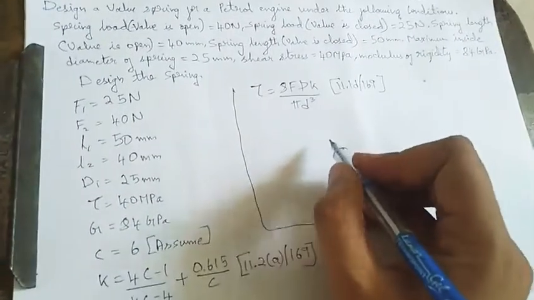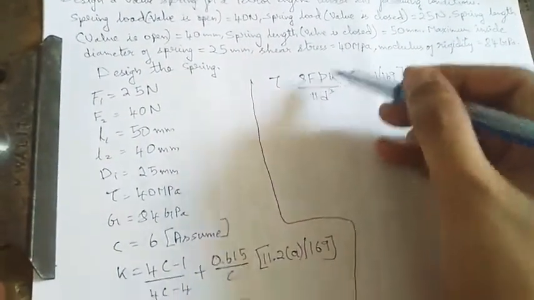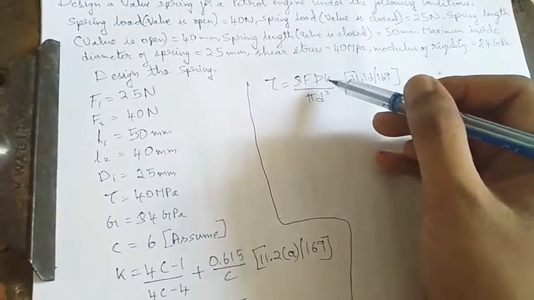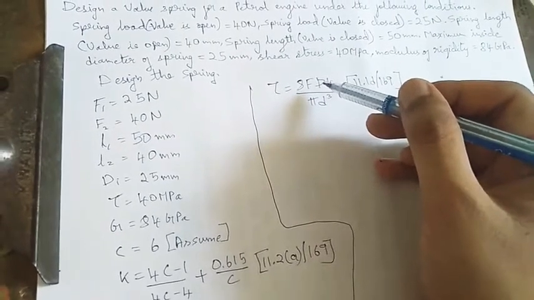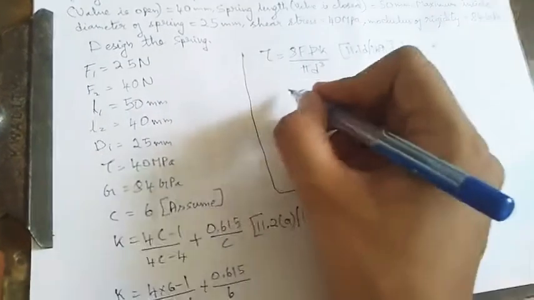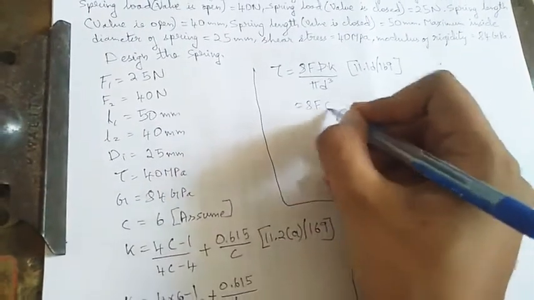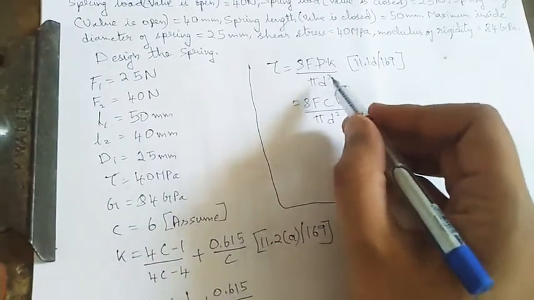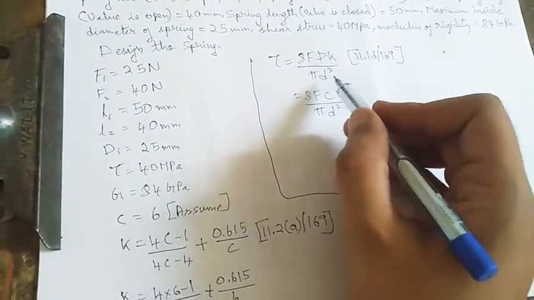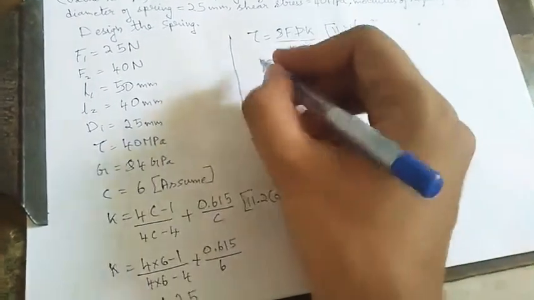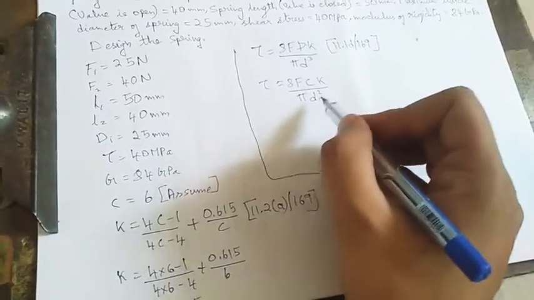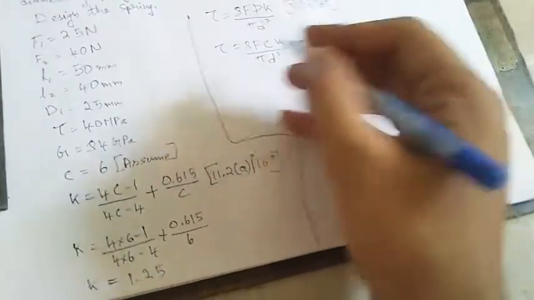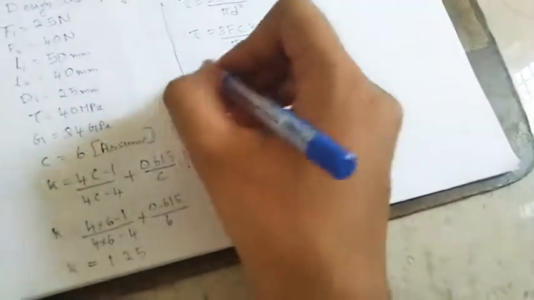In this equation there is a ratio capital D by small d. So we'll replace this ratio by C, because we know that C is equal to D by d. So we'll replace it, and the equation becomes 8FCK by pi d square, because here there was d cube. I have replaced one d, so I am left with d square. I know all the values here except the value of small d, spring wire. So we can find the value of small d. So we know tau is 40 MPa.